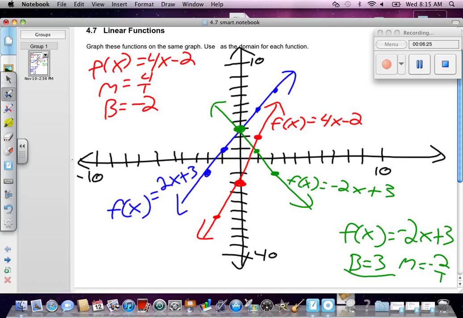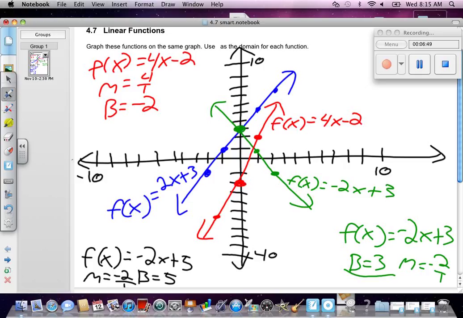Should we try the last one? It's faded, but it should say f of x equals negative 2x plus 5. Can somebody tell me what my m and my b are for here? What's my y-intercept and what's my slope? Daniel? B is 5. And what is the slope? Negative 2 over 1. Negative, perfect, negative 2 over 1.